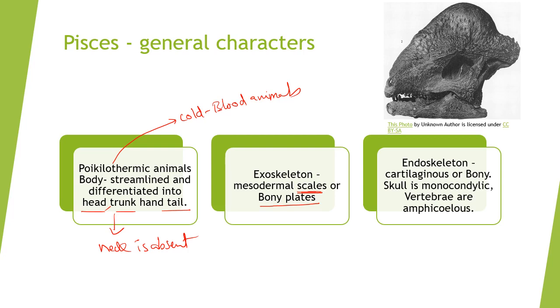So here in this case, the skull of the fishes is monocondylic. Monocondylic means only one condyle is present. The swollen part which is attached to the vertebral column. The condyle is connecting to the vertebral column, backbone.